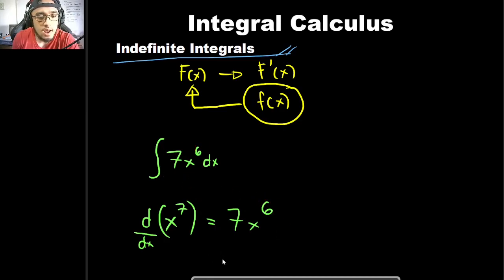But there's a catch. This is not the only equation whose differential would give you this value. Another possibility of an equation is x raised to 7 plus 1. Or let's say x raised to 7 plus, let's say, 800.